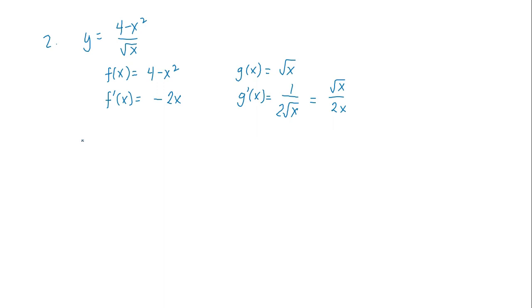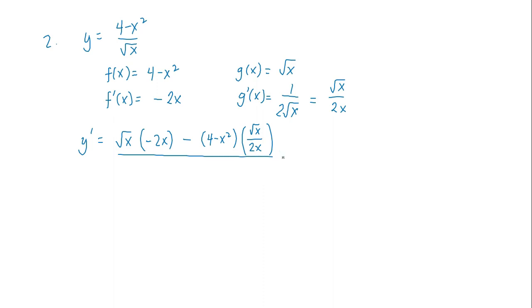Dahil kumpleto na ang ating mga values, pwede na natin siyang i-substitute. So we have square root of x times negative 2x minus 4 minus x squared times square root of x over 2x all over square root of x squared. So again, we are done differentiating y, but we still have to simplify. Okay? Hindi natin pwedeng iwan na ganyan ang sagot natin.